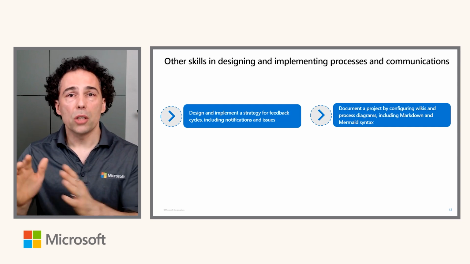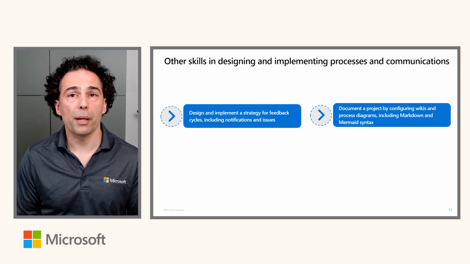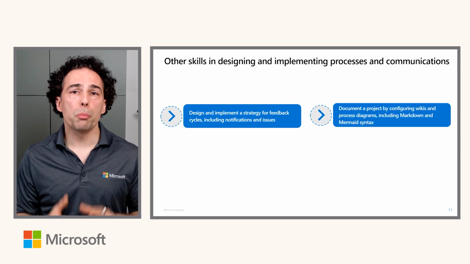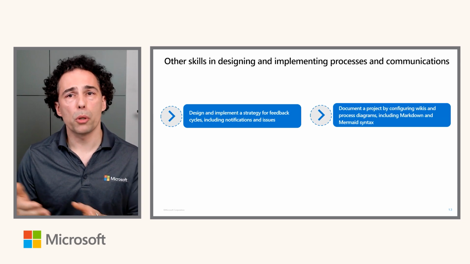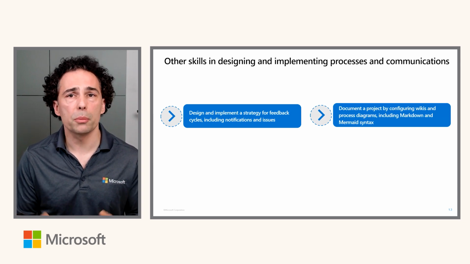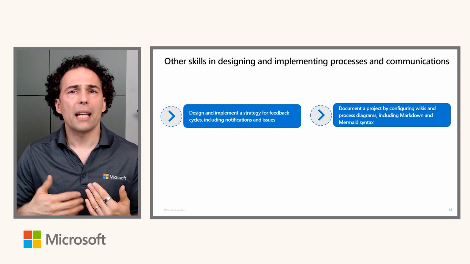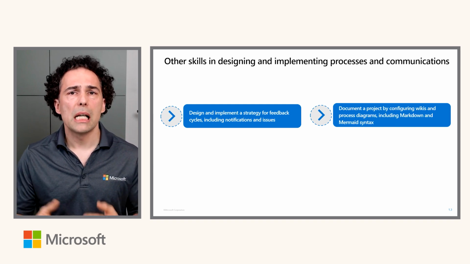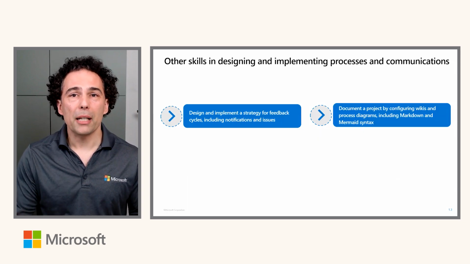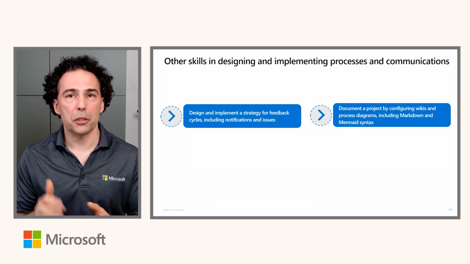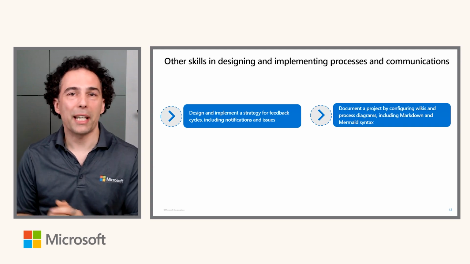When it comes to documenting a project by configuring wikis and process diagrams, including Markdown and Mermaid syntax, know how to use Markdown to add formatting, tables, images, and more to your project pages, your README files, your dashboards, pull requests, wikis, and so on. Be familiar and try out to add headers, references to work items, media files, and very importantly, Mermaid diagrams. And be prepared to understand the two different kinds of wikis Azure DevOps supports: the provisioned wikis and also the published code as a wiki.